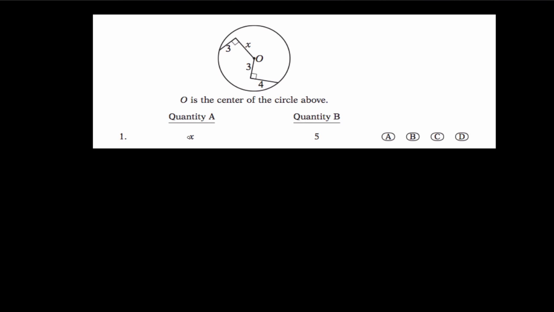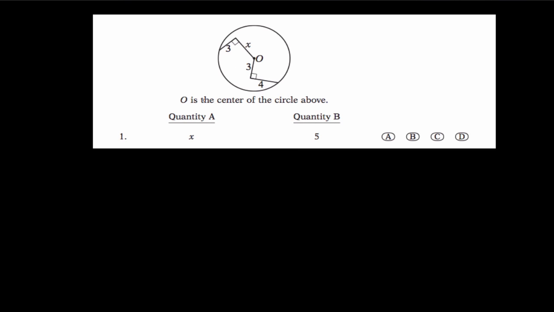Now how do you answer or attempt questions like this? This is the format. You're given a quantity A, the quantity A is X, the quantity B is 5. If you choose A, it implies that quantity A is greater than quantity B. If you choose B, it implies that quantity B is greater than quantity A. When you choose C, that implies quantity A equals quantity B, that is X equals 5. And when you choose D, that implies that the information we're given is insufficient to determine whether quantity A is equal to B, greater than B, or less than B.